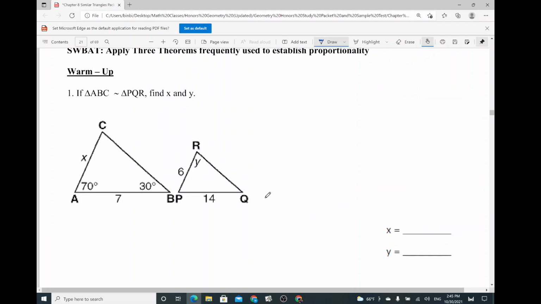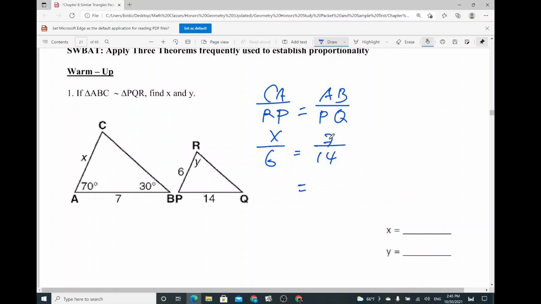The triangles are similar, so find the value of x and y. In order to find the value of x, we want to set up the proportionality statement. We do know that CA over RP has the exact same ratio as the base of the triangles, which is AB over PQ. So CA, which is x, over RP, which is 6, equals AB, which is 7, over PQ, which is 14. This reduces to 1/2 equals x over 6. Then cross multiply, so we get 2x equals 6. So x equals 3.